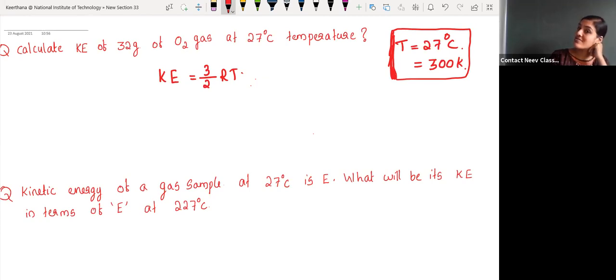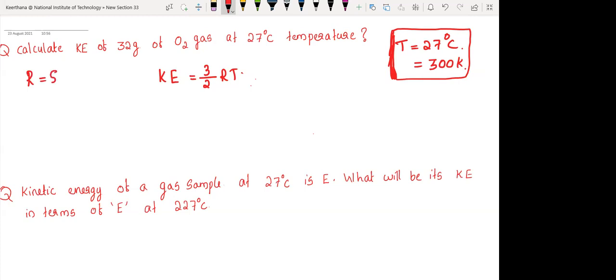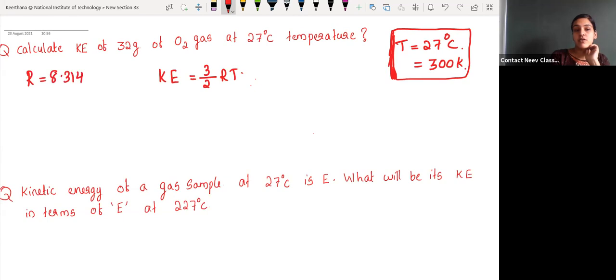You don't know? You should. What is the value of R? I think we have to take 8.314 here, right? Yes, 8.314 joule Kelvin inverse mole inverse. So 3/2 into 8.314 into 300. So what is the value?